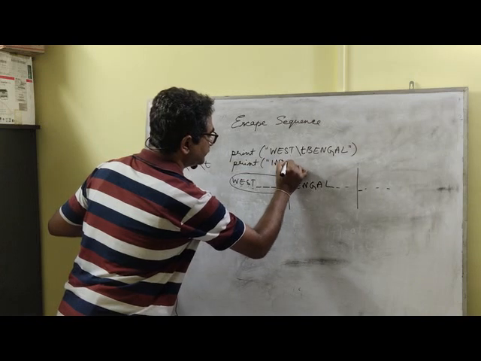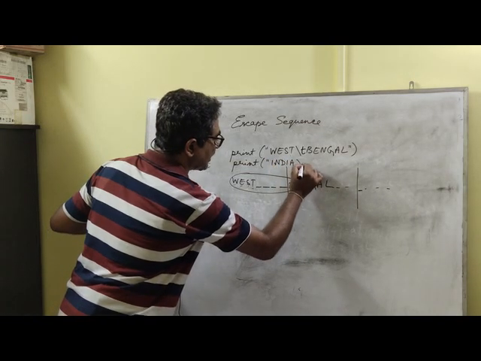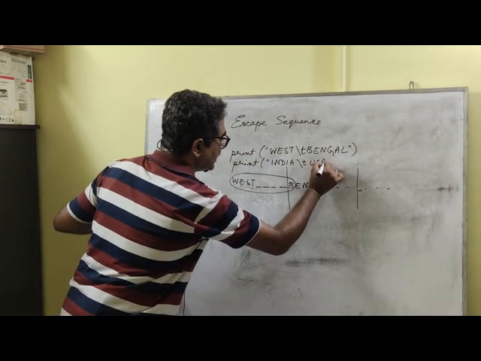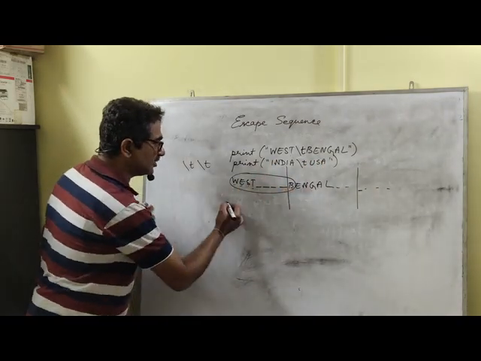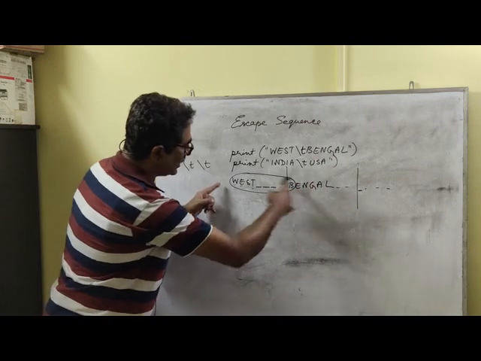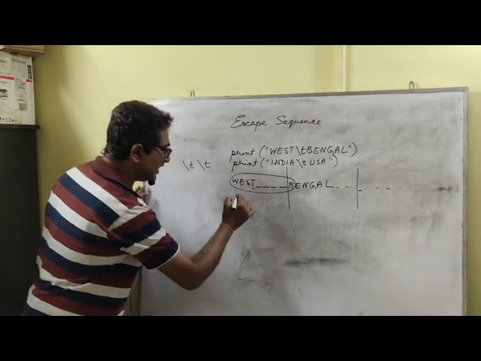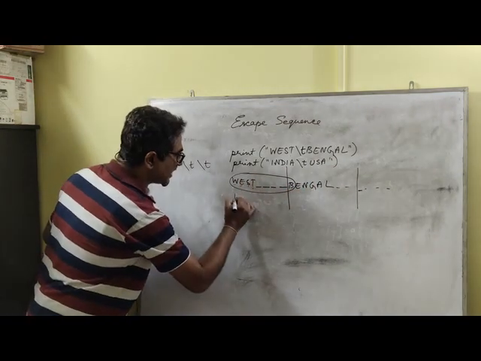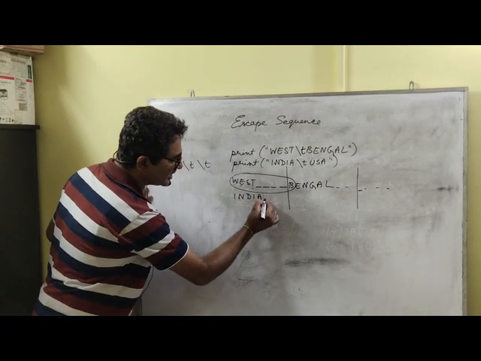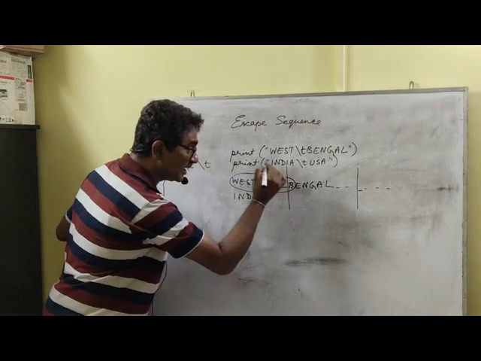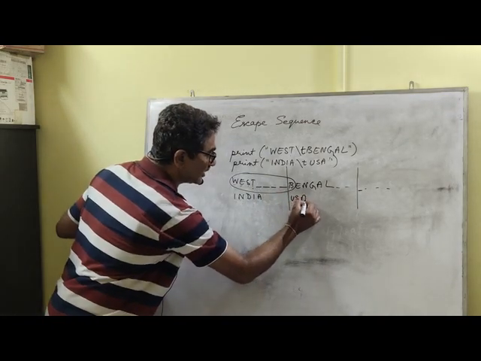And similarly, suppose I have something like this: print India \t USA. So first West Bengal with that spacing, it's going to display this, and then followed by India. Of course, it will be in the next line. So it's going to display India, 5 characters followed by 3 characters, and from here, remember when you display it over here this way.